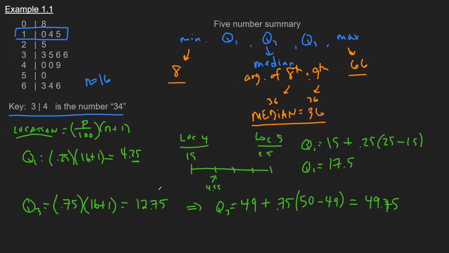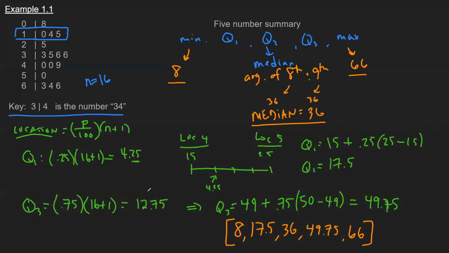So if I fill this in, finally my 5-number summary has the minimum as an 8. The Q1 we found is 17.5. The median is 36. Q3 is 49.75. And then finally the max at 66. So that's the 5-number summary. And again, what it's telling me is these quarter cutoffs.